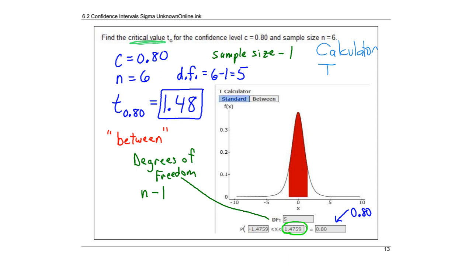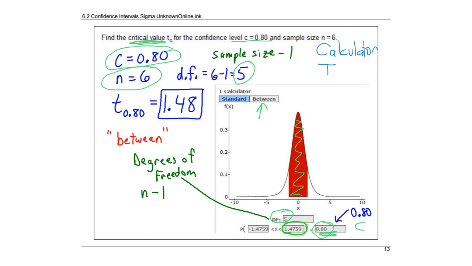Okay, so let's see what they gave me. They gave me my confidence level of 0.80. They gave me the sample size of 6. That means my degrees of freedom are 6 minus 1, or 5. Remember, I always want between with a critical value. So once I get to calculator T, I'm going to hit between so that I can see the area here. I'm going to put in my degrees of freedom of 5, and my C goes over here. My confidence level of 0.80 goes in this box.